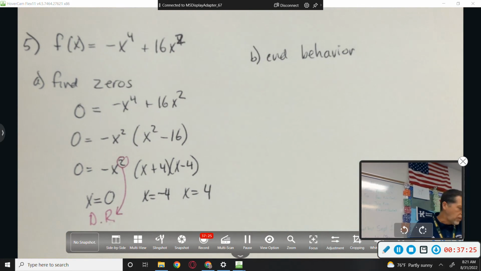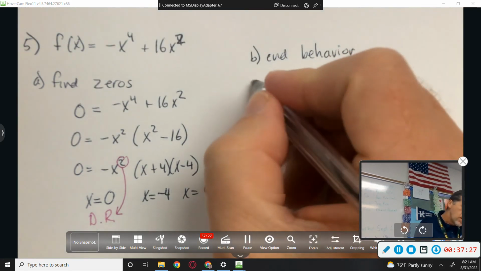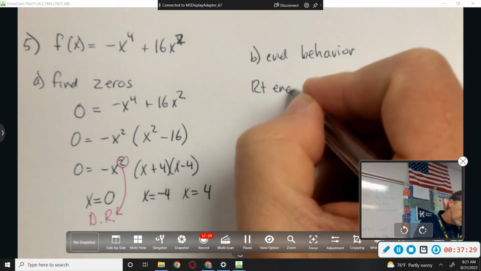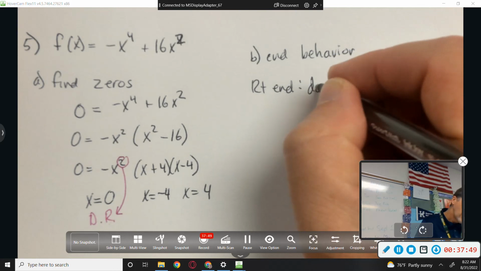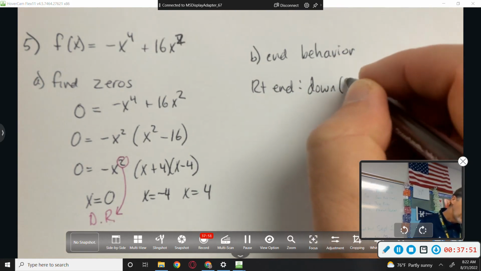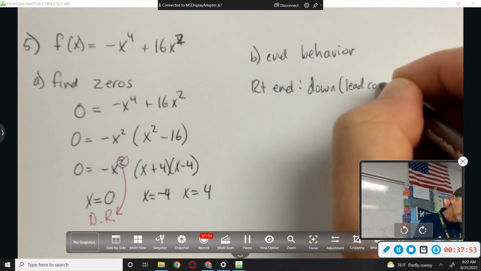All right, end behavior. The right end, what's the right end doing? Down or up? And how do you know? Why down? Down because it's a negative lead coefficient. Down because we're looking at the lead coefficient.